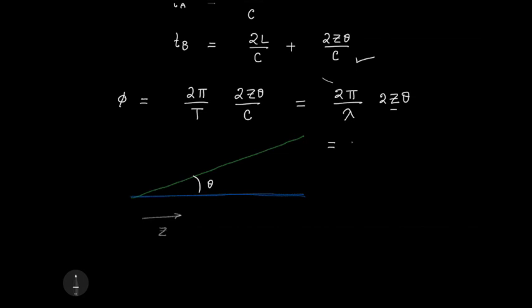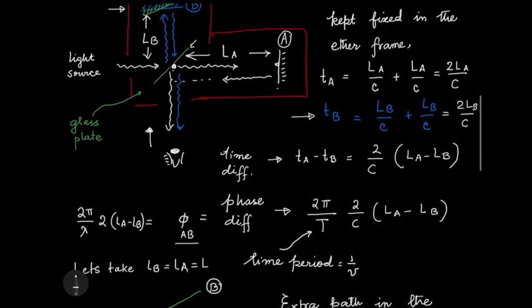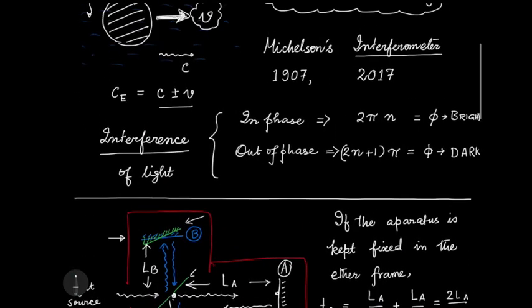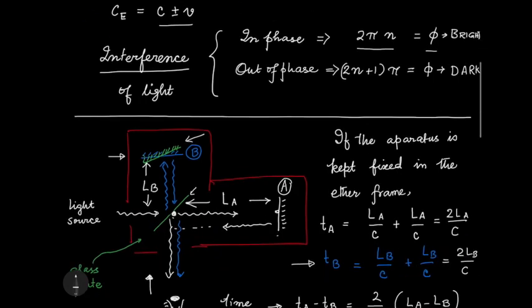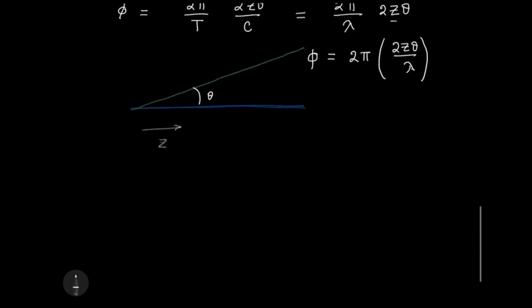Right? So now I can write this as 2π into 2zθ/λ. This is my phase difference. And what do we know from our interference course? If the phase difference is an even multiple of π, 2nπ, it is a bright fringe. If it is an odd multiple of π, it will give me destructive interference. So that portion will be dark.